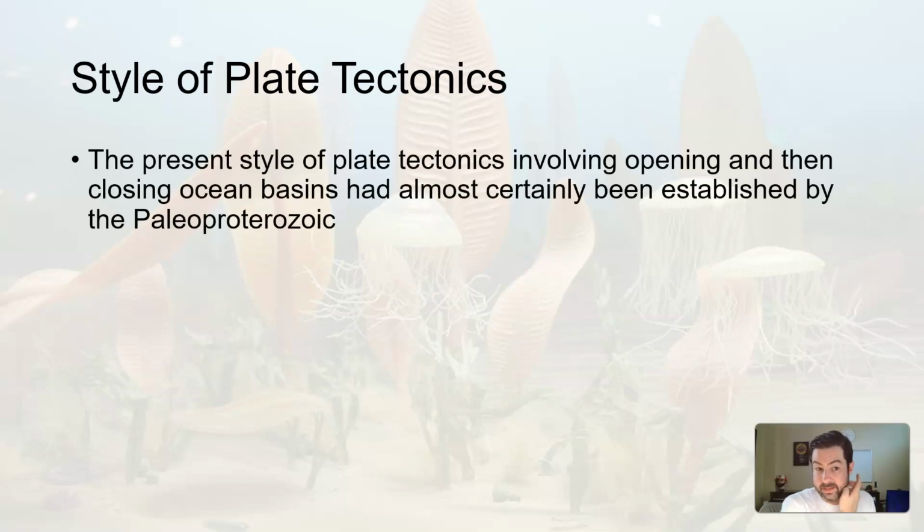As far as plate tectonics is concerned, the present style of plate tectonics, involving both the opening of ocean basins at divergent boundaries and the closing of them at convergent boundaries, has almost certainly been established by the Paleo-Proterozoic. So the way our plate tectonics works now is how it worked back in the older reaches of the Proterozoic. Remember, before that in the Archean, things were a little faster just because there was a little bit more heat, but by the Proterozoic, we started to lose a lot of that heat, so the style of plate tectonics was very similar to what we see now.